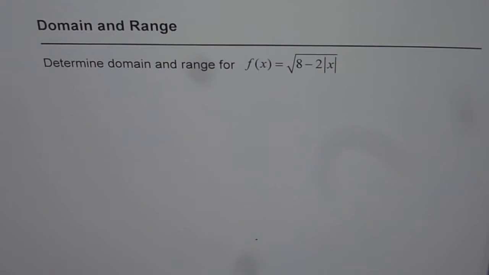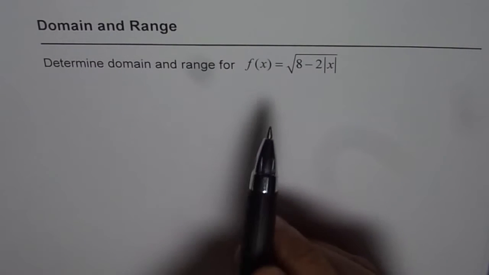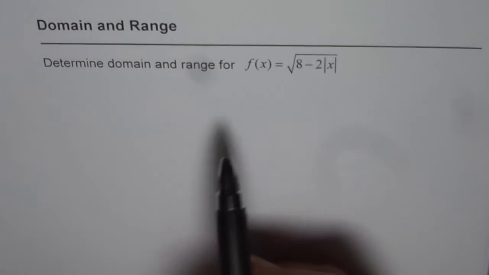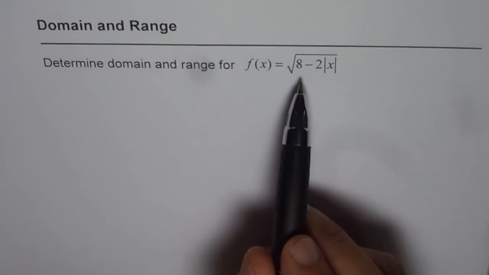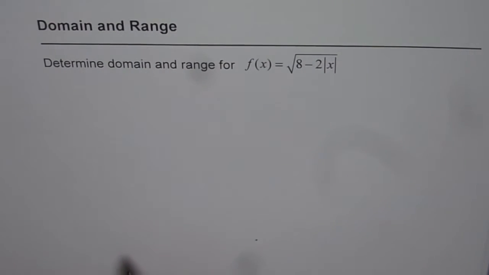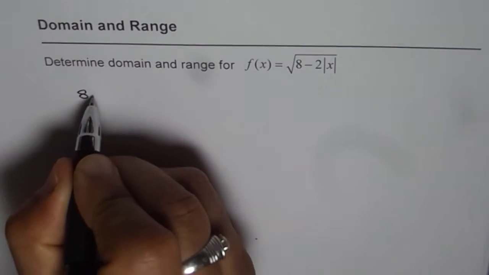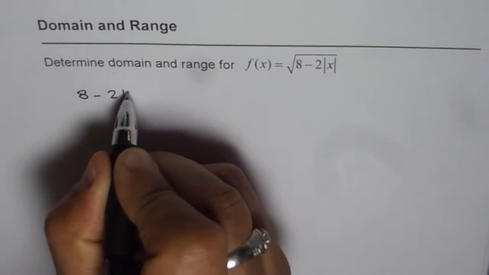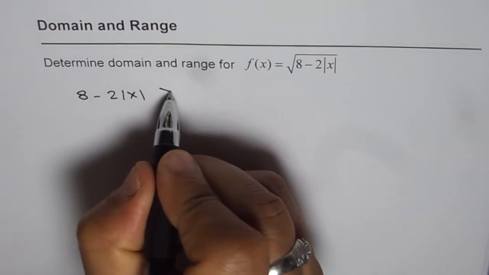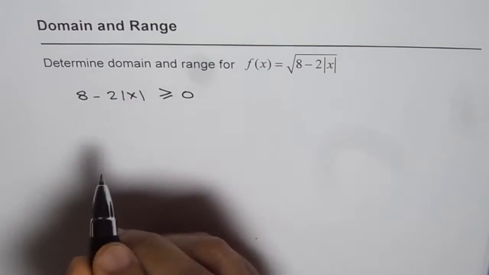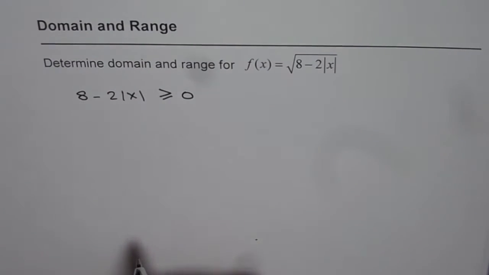Domain and range. The question here is, determine domain and range for f of x equals the square root of 8 minus 2 absolute x. Now, a square root function should have a non-negative number inside the radical sign. So to find the domain, we can say 8 minus 2 absolute x should be greater than or equal to 0. That should help us to find the domain.